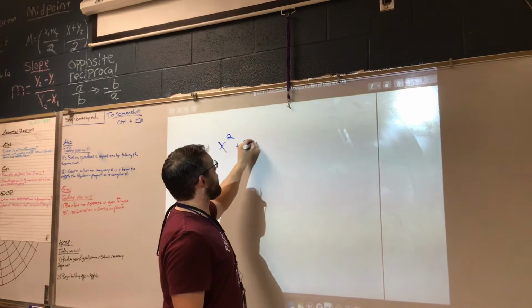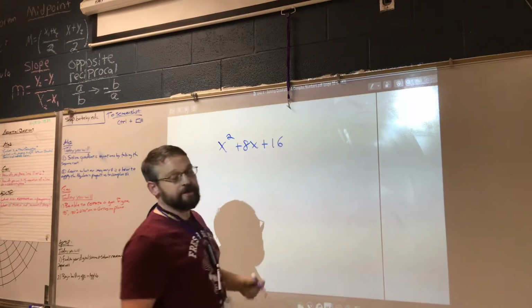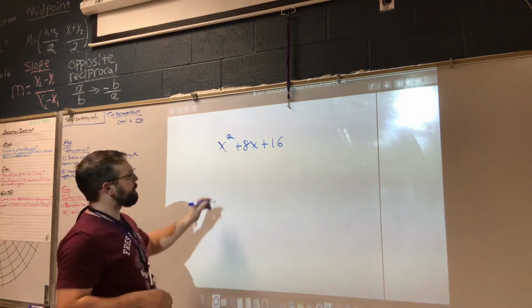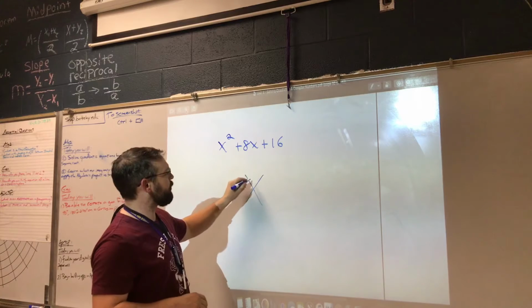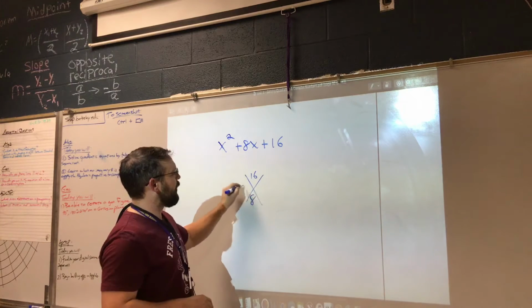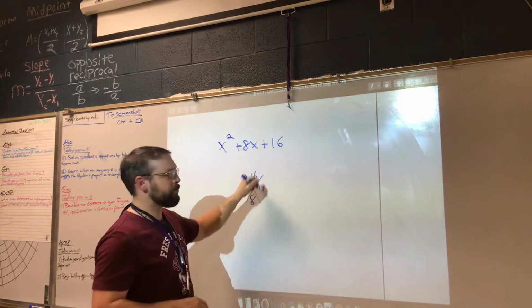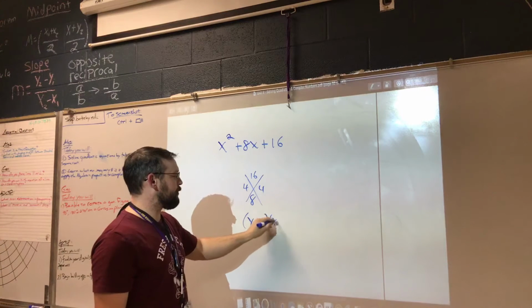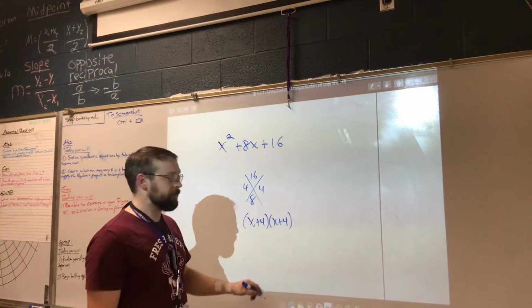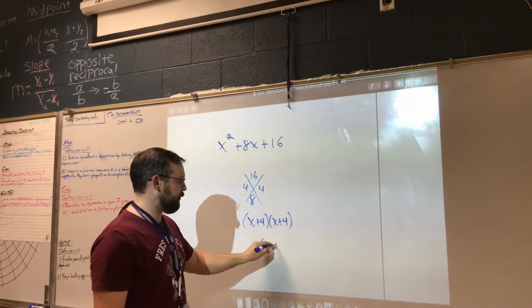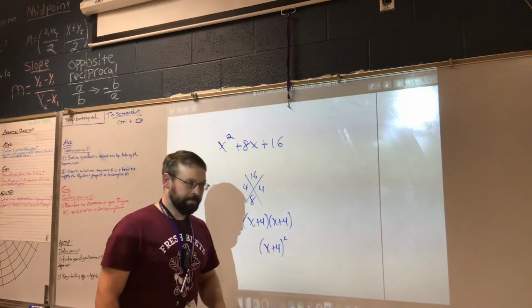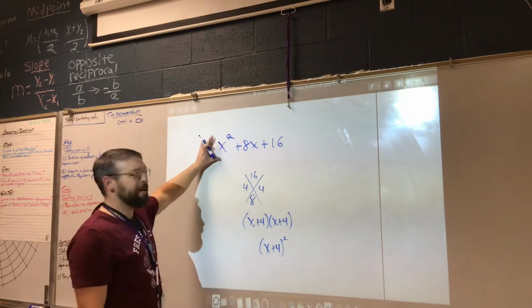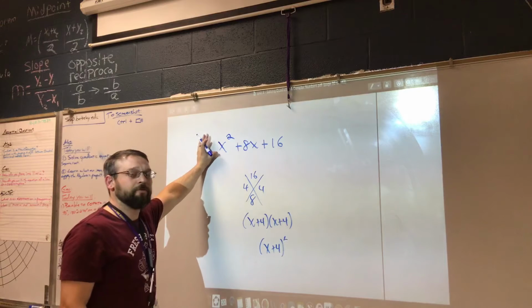Plus 8x plus 16. This will work. So a trinomial that looks like this. If I went through and did the traditional factoring method, I'd find out real quick 4, 16. So my two binomials would be x plus 4 times x plus 4, which simply written would be x plus 4 quantity squared.